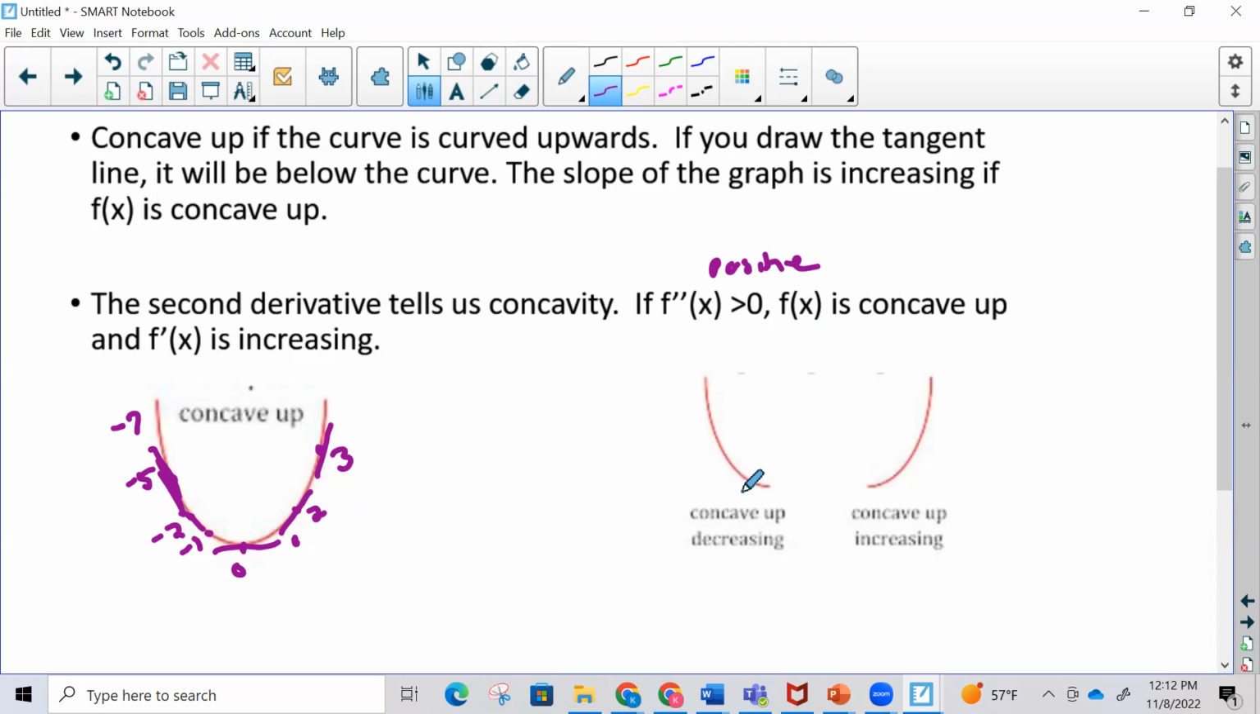So this is concave up and my function is decreasing. And this is concave up and my function is increasing. Okay, but the slope in both of these is increasing. And it's really hard to wrap your mind around slope versus just looking at whether the original graph is increasing or decreasing.